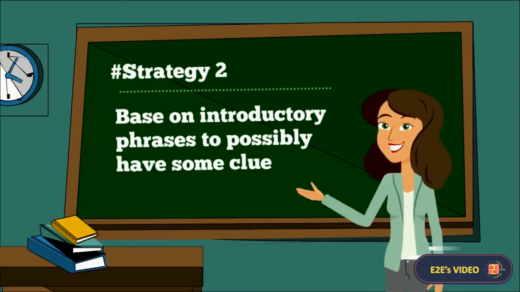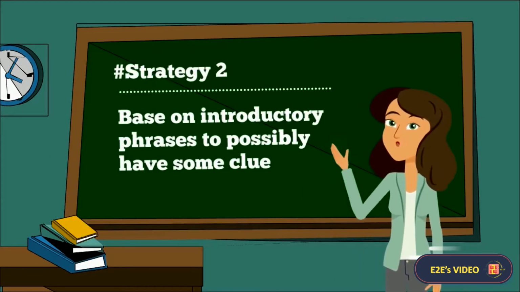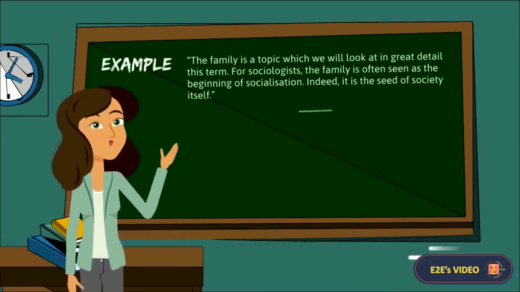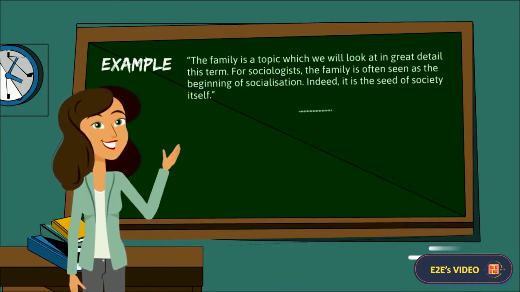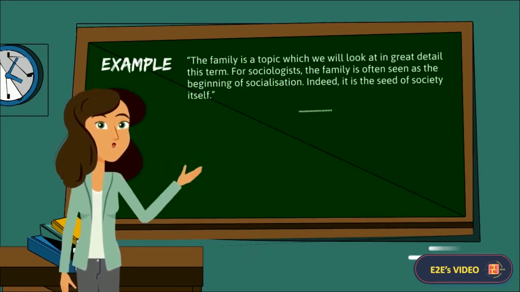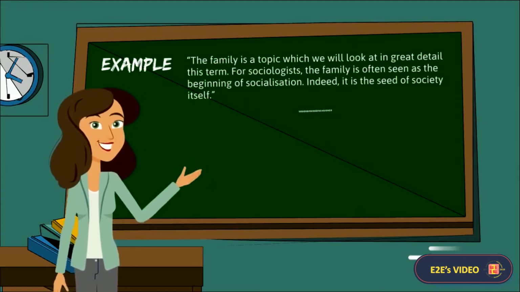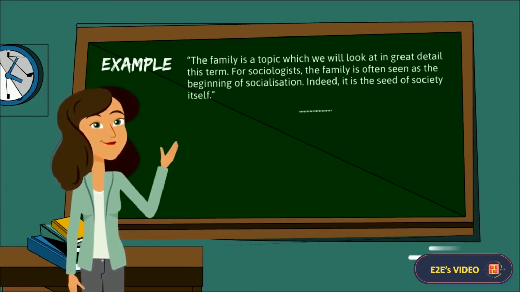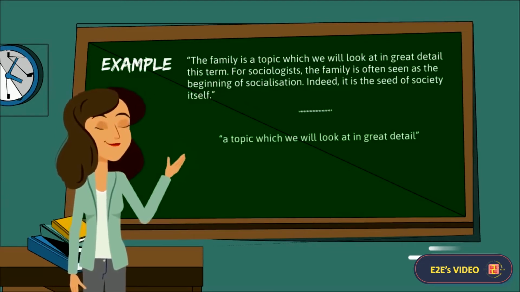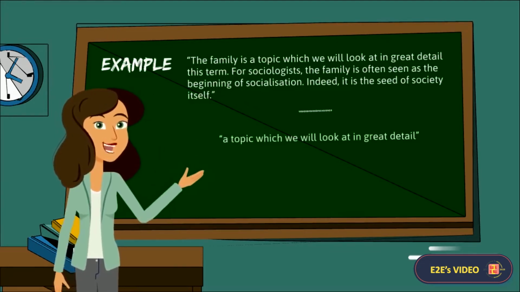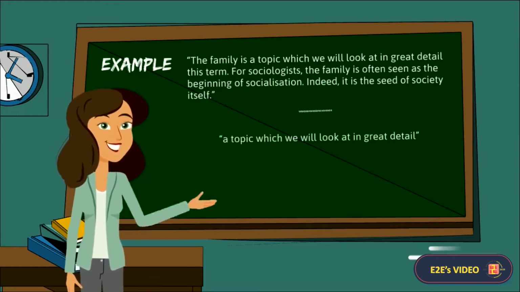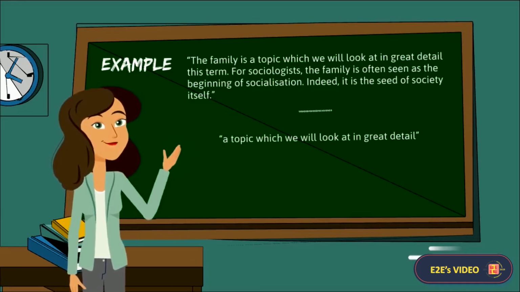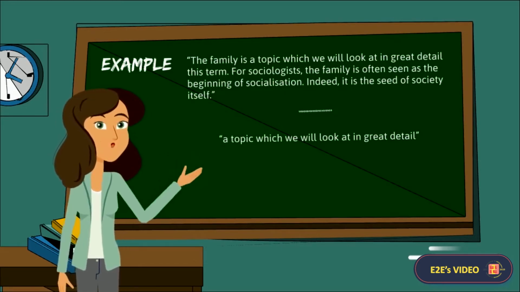Technique number 2. Base on introductory phrases to possibly get some clue. This method does not work all the time, but it's worth a try to figure out something related to the main topic. The introductory phrases could help us identify what the speaker is going to say next. In this example, the phrase, "a topic which we look at in great detail," plays the role of introduction into the topic of the upcoming speech. By noticing this phrase, we have the first clue that the talk would be surrounding some problem related to the family.